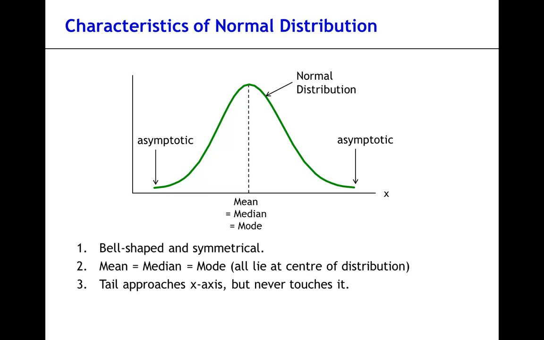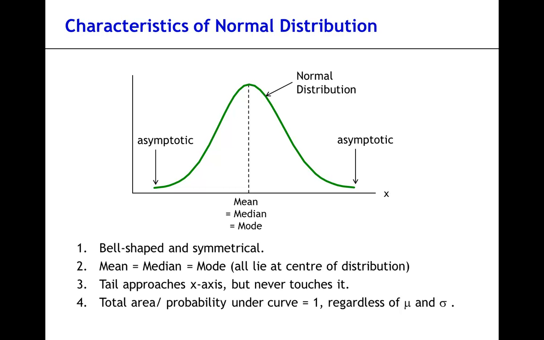And 4. Since this is a probability distribution, the total area under the curve is equal to 1. Since the curve is symmetrical, the left side has an area of 0.5 and the right side also has an area of 0.5.